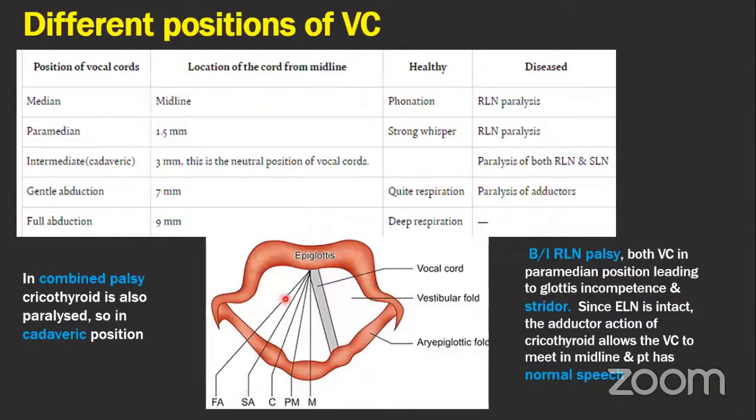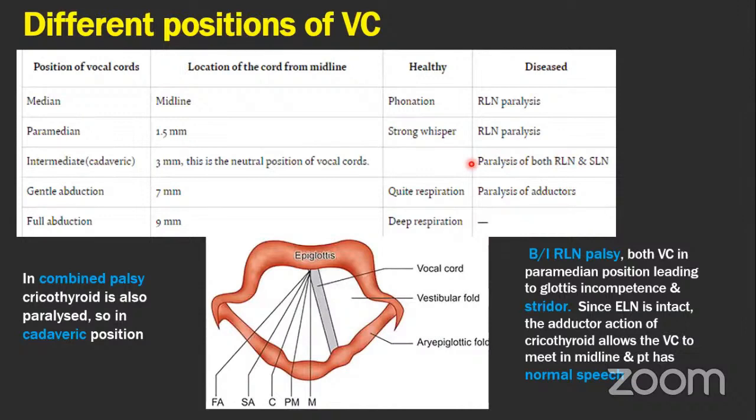Next is gentle abduction. That is, in quiet respiration you get a gentle abduction of the vocal cord, 7 millimeters from the midline. And full abduction is 9 to 9.5 millimeters from the midline. That happens in deep inspiration. So this you have to remember. In RLN paralysis, the cord can be either in the median position or in the paramedian position. And combined palsy usually gets the vocal cord in a cadaveric position.